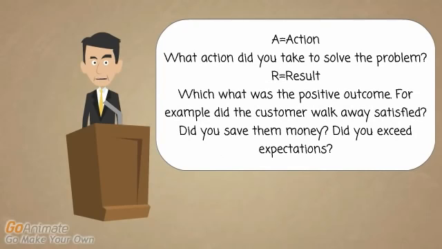The A is action. So what was the particular action that you took to overcome the problem or overcome the challenge? And as we've spoken before, the R is the result. So what happened as a result of you taking the action? So was it a positive outcome, which is basically what the interviewing panel are looking for. So what was the positive outcome? So R equals result.